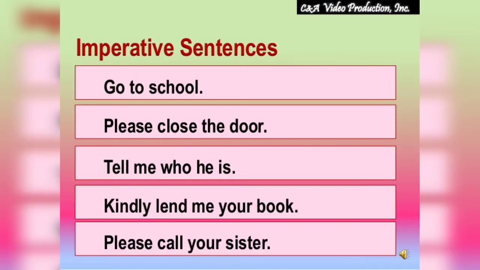Yes. So let us see some more examples of imperative sentences where you will come to know there is no subject. Go to school, correct? Here there is a command or request or order you can find out, and there is no subject. Please close the door. Tell me who he is. Kindly lend me your book. Please call your sister. Correct? So these are the examples of an imperative sentence where there is a command, where there is a request, and where there is an order.